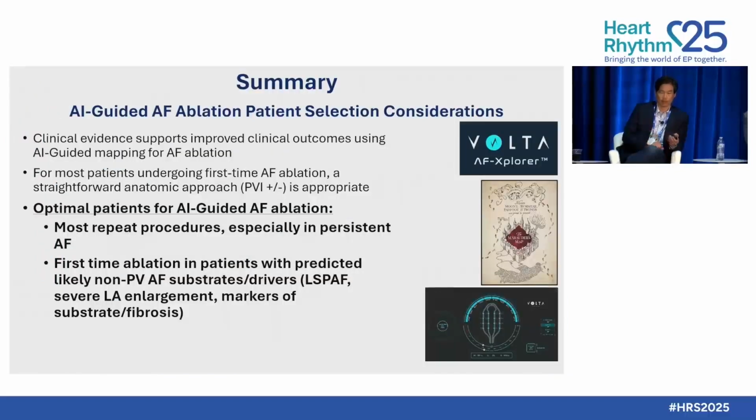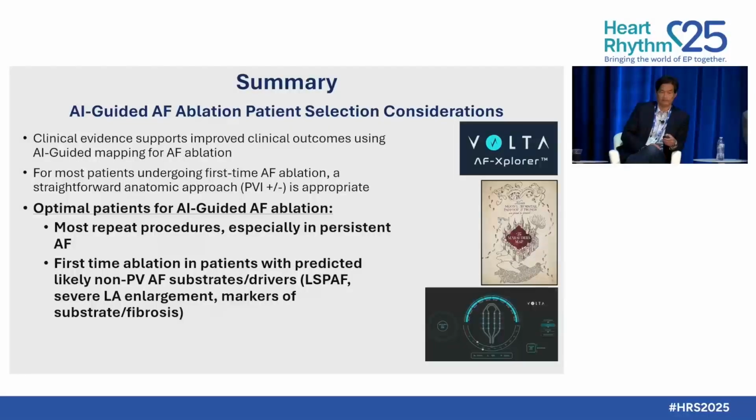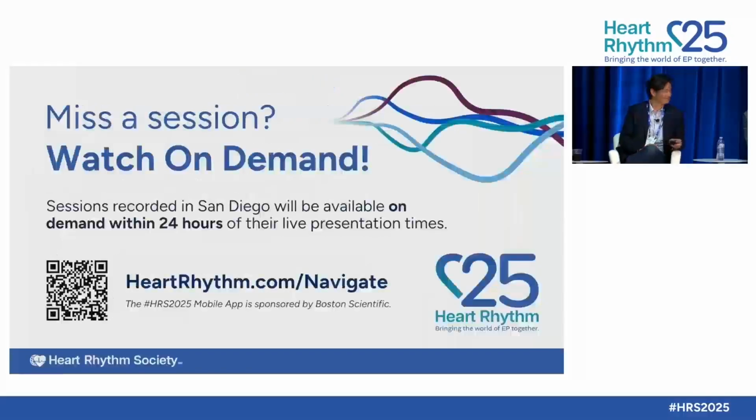So to summarize my part of things, I would say number one, clinical evidence really supports improved clinical outcomes using an AI-guided mapping process for AF ablation, as you've seen from some of the data presented. For most of the patients undergoing first-time ablation, the straightforward anatomic approach I think is still reasonable, but in the optimal patients that I've discussed, most repeat procedures, especially persistent AF, first-time ablation patients with a lot of substrate, these are ideal candidates, I think, and it helps you sort of guide the right patient to do this for. So I'll stop here. Thank you very much.